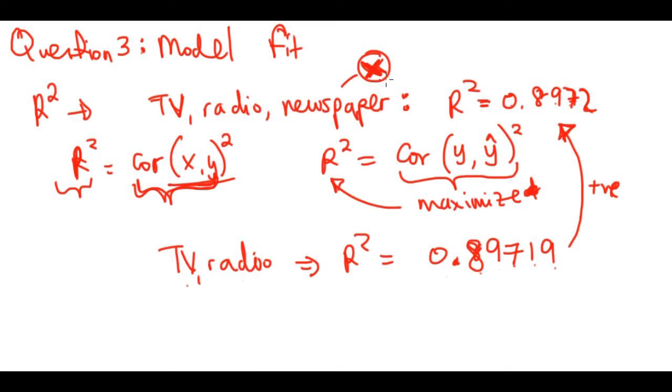It turns out that R squared will always increase when more variables are added to the model, even if those variables are only weakly associated with the response. So even if you add noise, things that are weakly associated with the response, like this newspaper, it will always increase the R squared, right? And the reason for that is very simple.